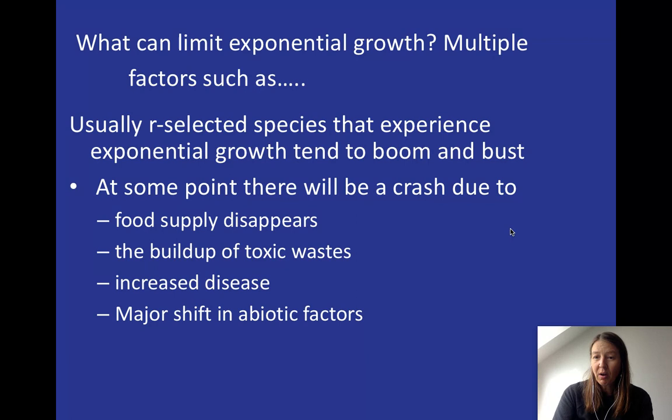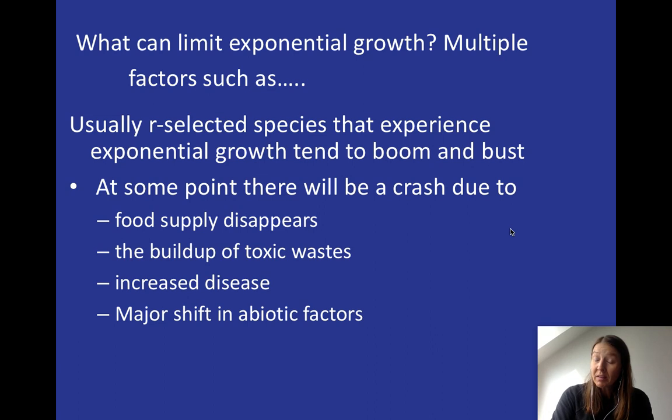But obviously species aren't going to go on forever and keep reproducing, because that would take over the planet pretty quickly. If you're an R-selected species, one that does reproduce really quickly at these fast rates, they tend to hit some sort of crash. One, their food supply just might disappear and then the population crashes. Toxic waste can start to build up. They pollute themselves out. You could have increased disease, or there could be a major shift in abiotic factors.